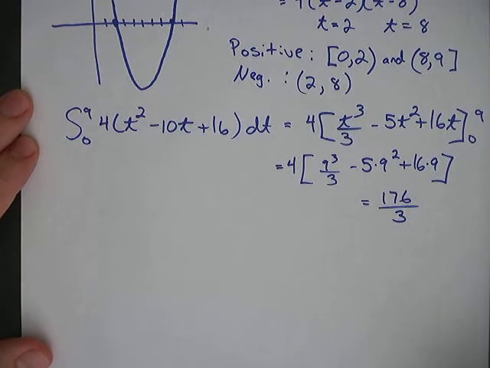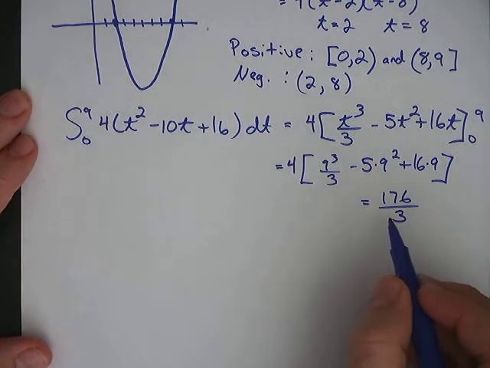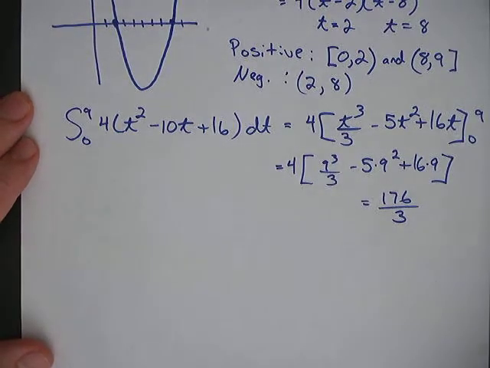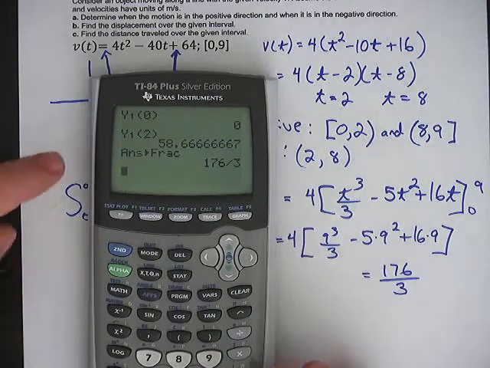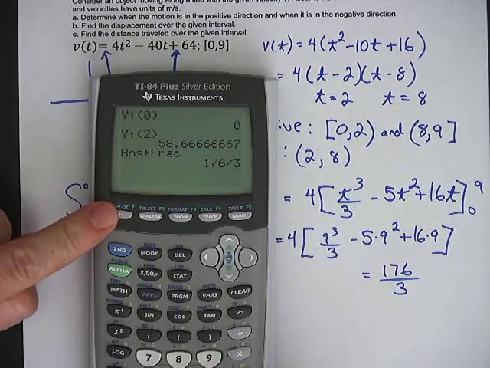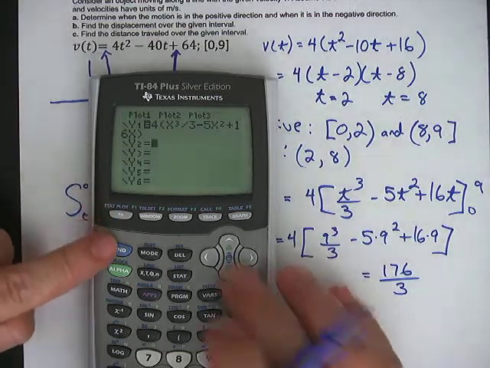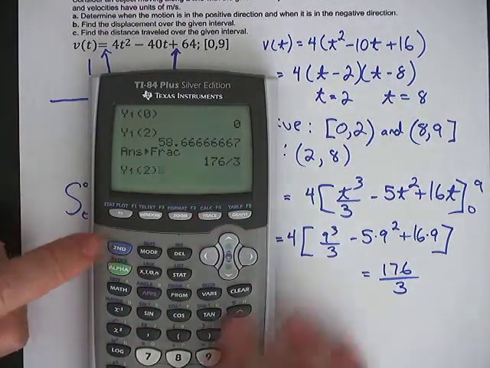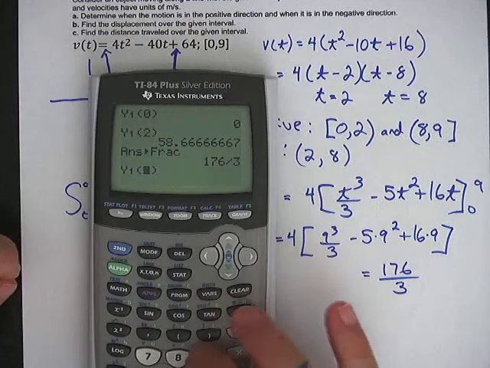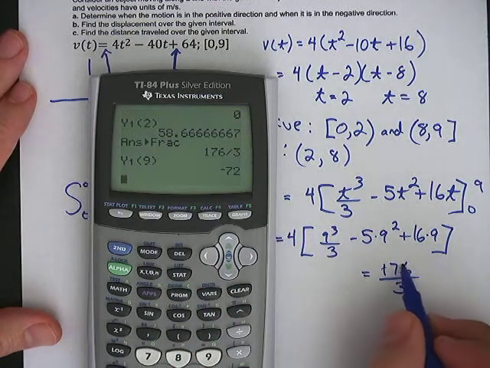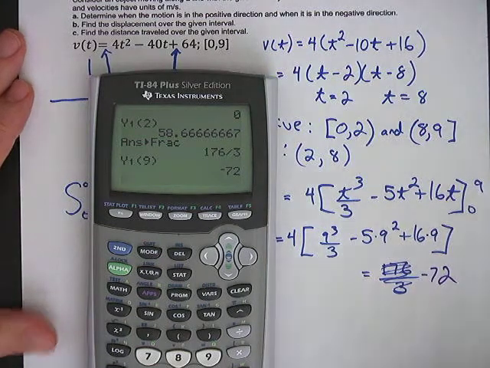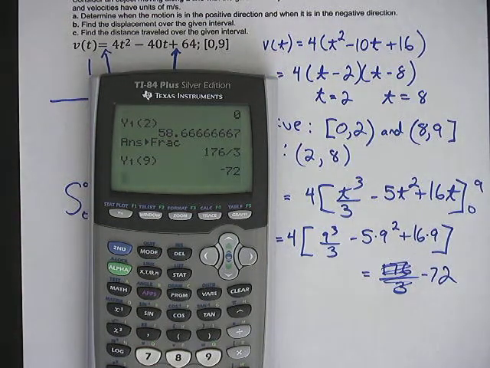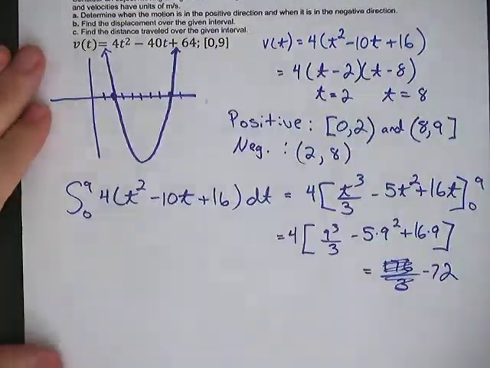Okay, so the displacement of the given interval was 176 over, oh, actually, no, we were going to 9. Sorry. Let's back up. We'll come back to that later, but we want the 9, not a 2. So let's hit second enter, and again. Let's not plug in a 2, let's plug in a 9. It's not 176/3, it's actually negative 72. Negative 72 is the displacement from 0 to 9. I found it from 0 to 2 incorrectly a second ago. That's the correct answer, negative 72.